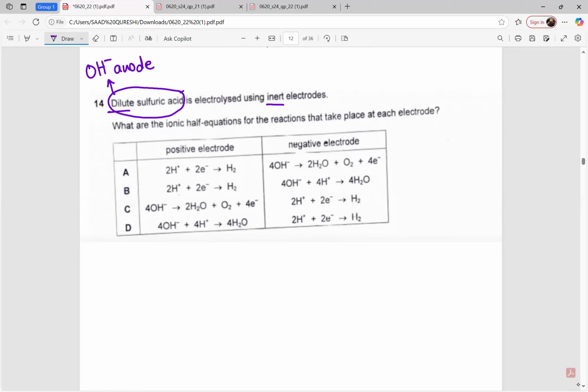And when we have an acidic solution, then always H positive will go to the cathode. So there is no doubt: in dilute solution, OH negative, and for acid, H positive will go to the cathode. So the answer will be C, because at the positive electrode, hydroxide ions will go and form oxygen gas. At the negative electrode, H positive ions will gain 2 electrons to make hydrogen gas.